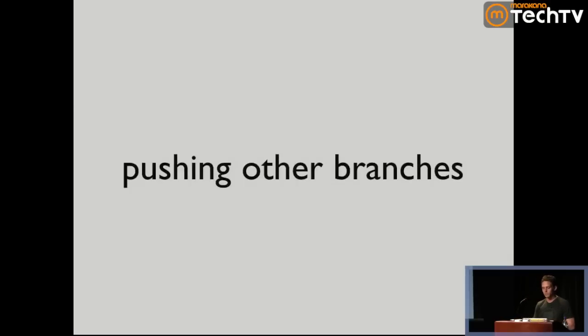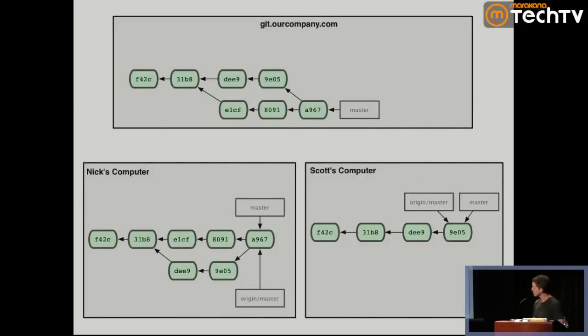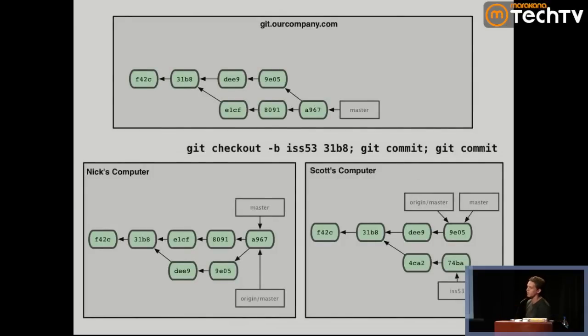Now, if you want to push another branch, if I had some other branch over here, issue 53, that had gone off in a different direction, and I want to work with Nick on this branch, but I don't want to commit it to master, right? I don't want to be working on master to collaborate. I want to work with Nick on a different branch. It doesn't matter. Master is not special in any way, so I can just as easily push that branch up as well. So I just say git push origin issue 53.